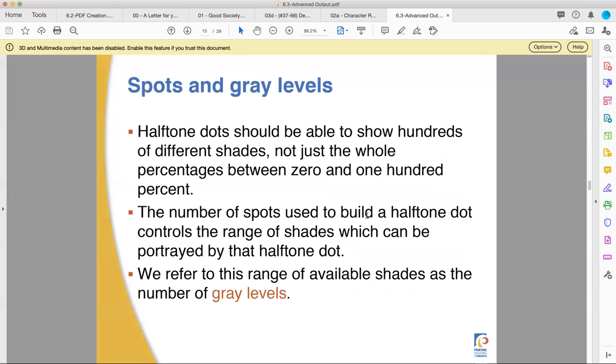So, spots and gray levels. Halftone dots need to show hundreds of different shades, not just whole percentages between 0 and 100%. It's not just like you need the ability to have between 0 and 100 sizes in there. The number of spots used to make a halftone dot controls the number of shades you can do. The more machine pixels per halftone dot means more gray levels. The number of gray levels is how fine a control you have over the lightness and darkness of any given image. That also means that's how much you can control the color mix, because a color mixed on a 4-color press is the result of various levels of the primary colors printed on or near each other.